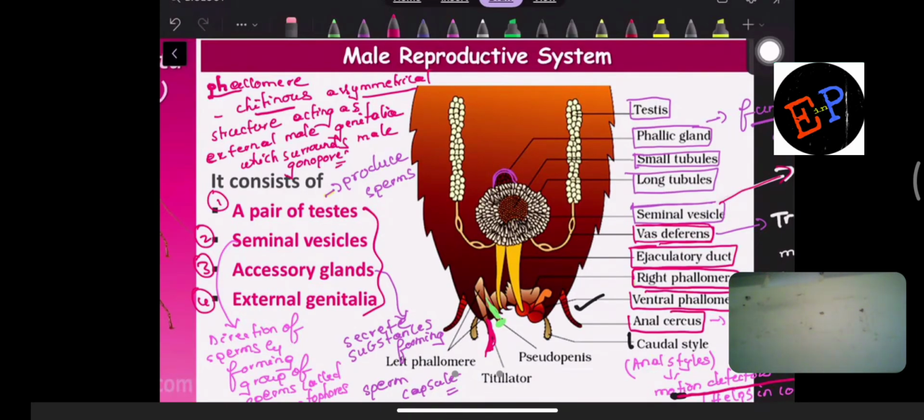What is the function of these accessory glands? So they secrete substances forming this sperm capsule. What is meant by sperm capsule? A group of sperms is present in these spermatophores, no? So this capsule is manufactured by whom? This capsule is manufactured by this accessory gland.